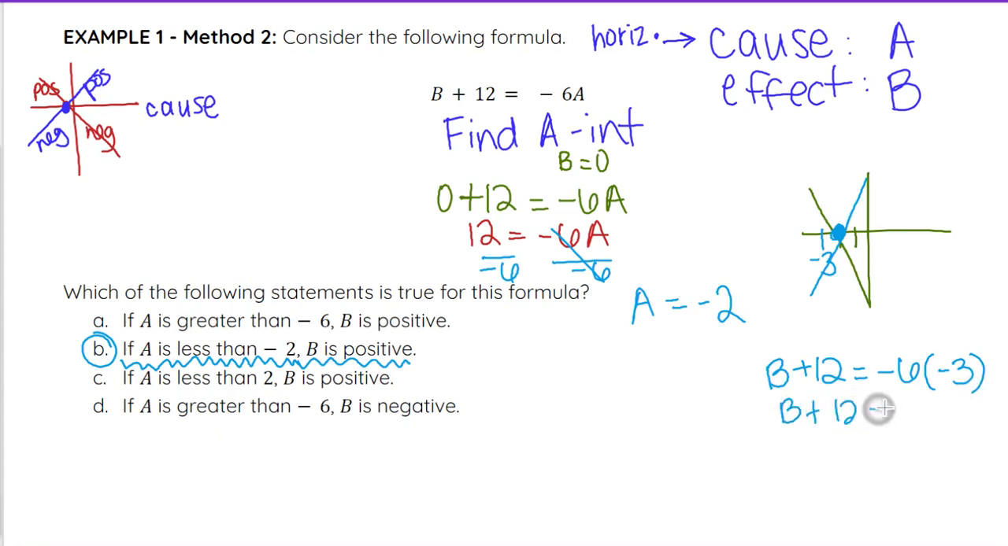B plus 12 equals 18. Subtract 12 from both sides. B equals 6. And so that tells us that is a positive number. And if you really wanted to, you could also plug in negative 1 and you would see that that would come out to be negative 6, which is a negative number. So that's what tells us that option B is the correct answer, because if A is less than negative 2, then B is positive. We know that because negative 2 is our turning point, and we checked to make sure that when we plugged in negative 3, a smaller number, it did come out to be positive, okay?